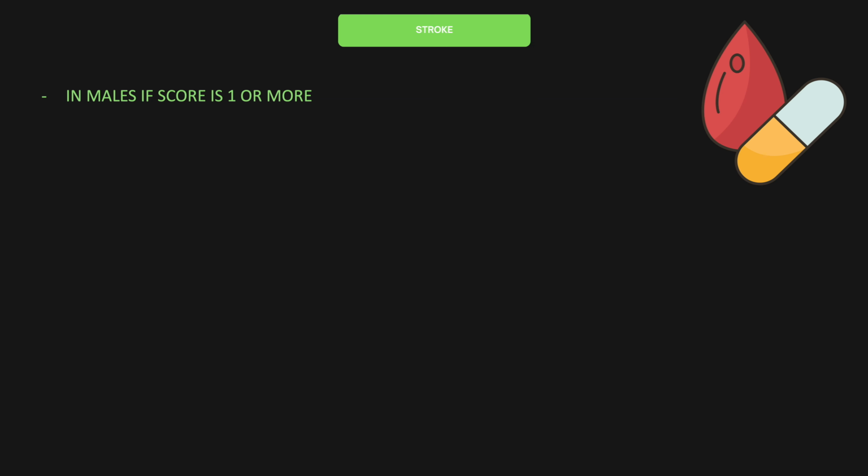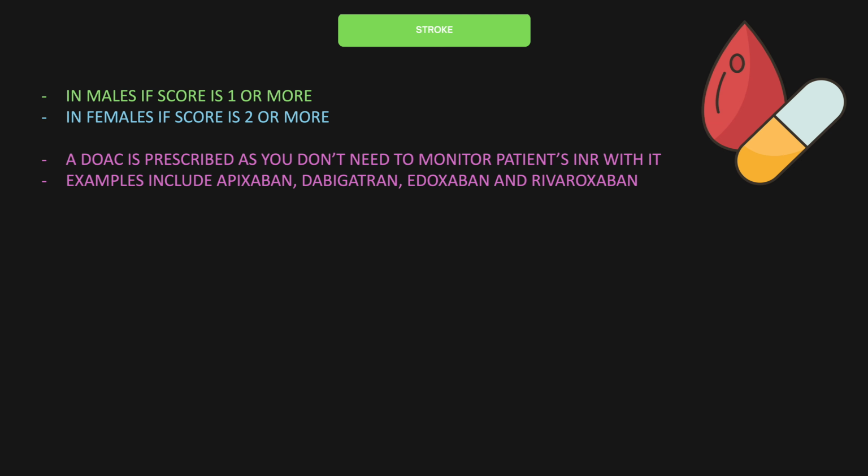Okay, so when do you start a direct oral anticoagulant? In males, if the score is 1 or more, and in females, if the score is 2 or more. The benefit of a DOAC is that you really don't need to monitor the patient's INR with it, so it's a relatively safe drug. Examples include apixaban, dabigatran, edoxaban, and rivaroxaban. And obviously, if it is contraindicated for whatever reason, warfarin is second line.